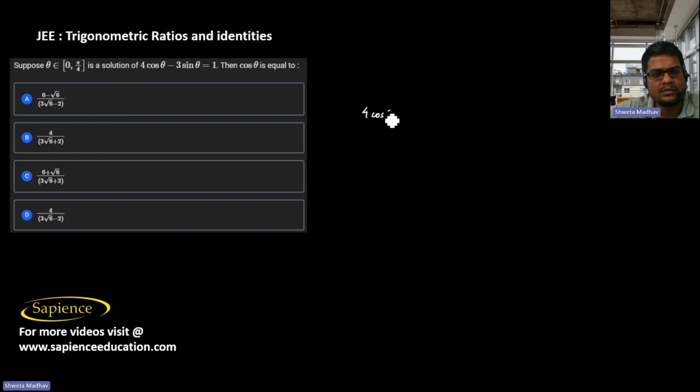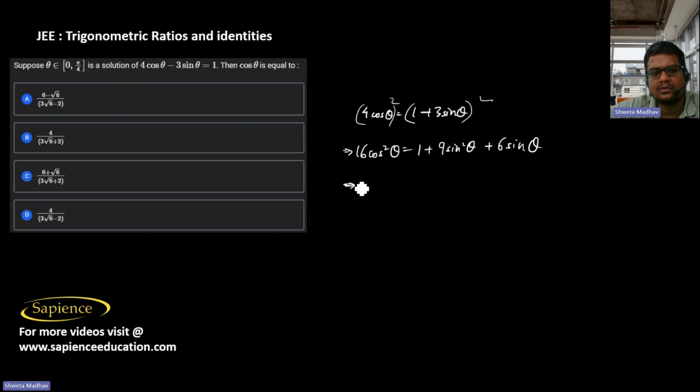So you can say 4 cos theta is equal to 1 plus 3 sin theta. If we square both sides, we get 16 cos square theta equal to 1 plus 9 sin square theta plus 6 sin theta. And 16 cos square theta I can write as 16 into 1 minus sin square theta, equal to 1 plus 9 sin square theta.